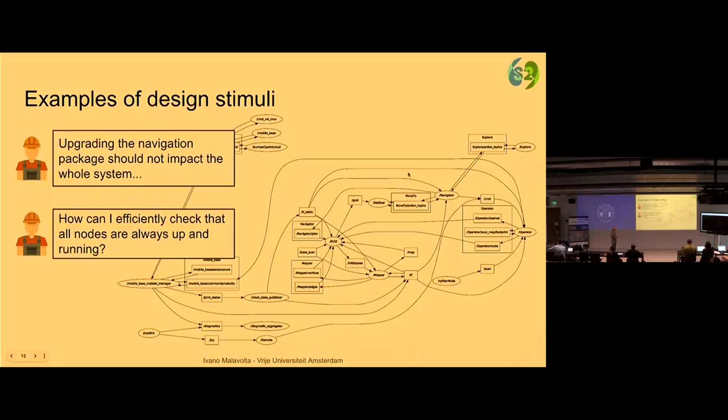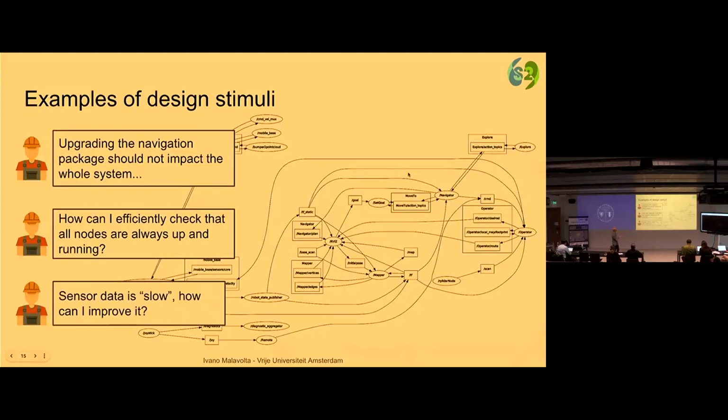How can I efficiently check that all nodes are always up and running? There are ways in which we can do it. There are ways in which we can organize the system in such a way that this is easy to do. Okay? And there are architectural tactics for this, which we will see later.